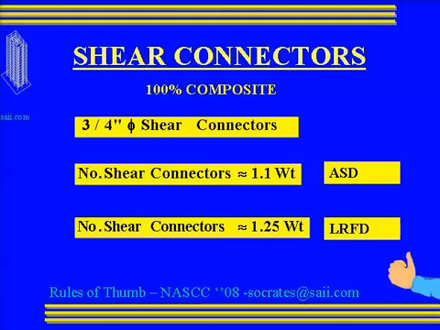We're using mostly 3/4 inch studs, of course. The number of shear studs is approximately equal to 1.1 times the weight. Of course, you have to turn it into a round number because you have to have them equally spaced if you have uniform load. Now, this is using ASD design.